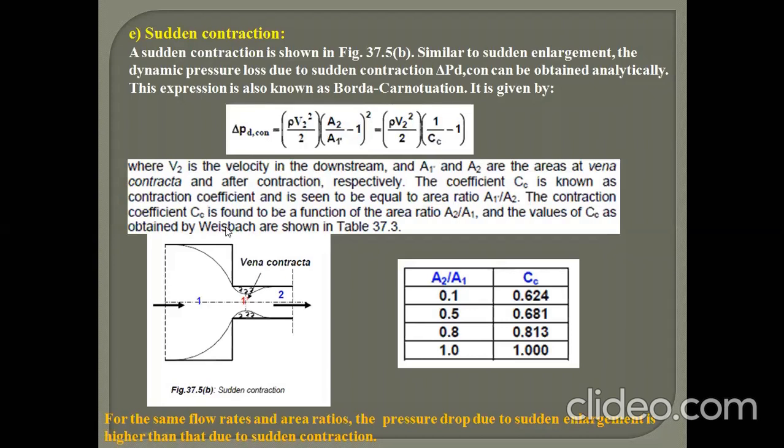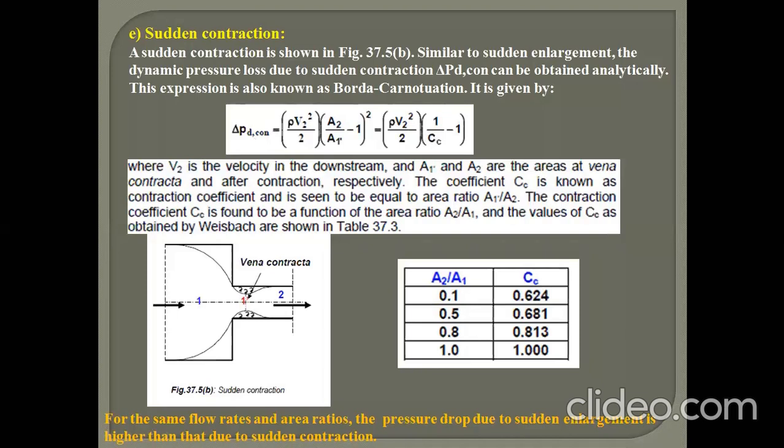Okay, and this contraction coefficient you can find out from this table as shown in the figure. If you know A2 by A1, the ratio of the cross sectional areas at 1 and 2, it gives you the value of Cc, and if you substitute the value of Cc and the velocity, you can calculate the dynamic pressure loss because of sudden contraction.